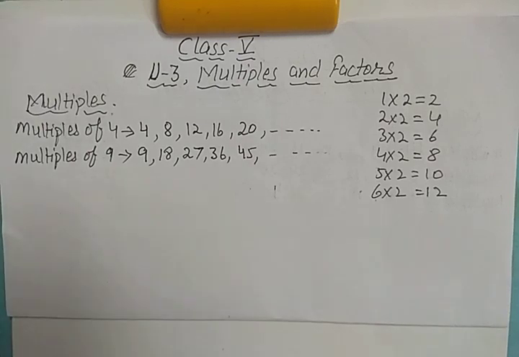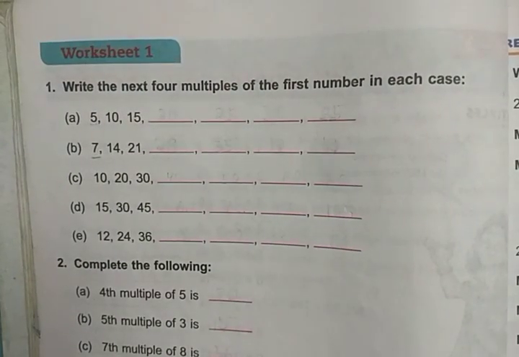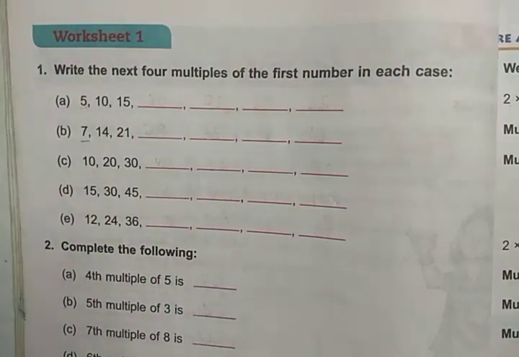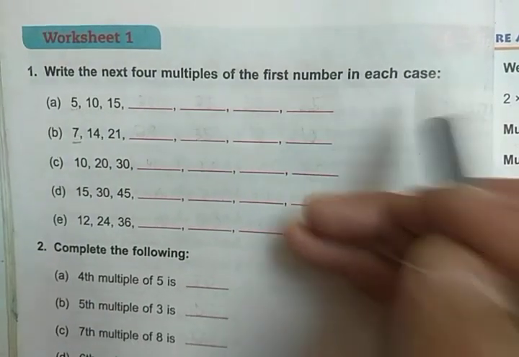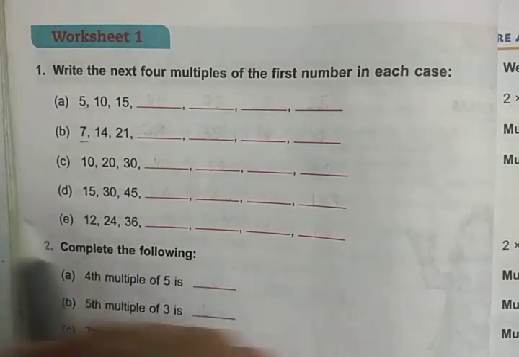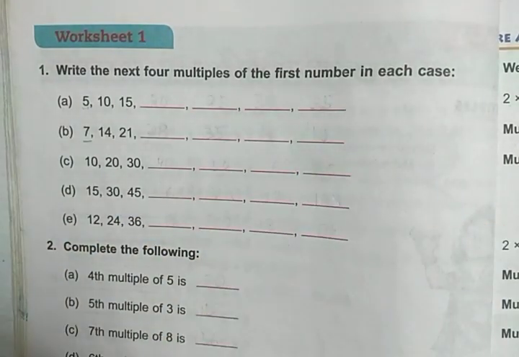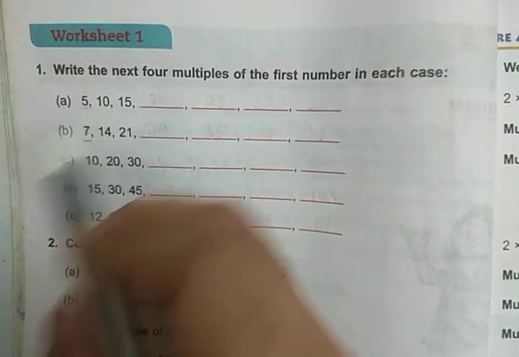Let us do some questions based on these multiples. Let us start with worksheet number 1. This is very easy. Here you have to write the next 4 multiples of the first number in each case. Here the 3 multiples are given and you have to write the next 4 multiples. And you have to write the multiples of the first number.